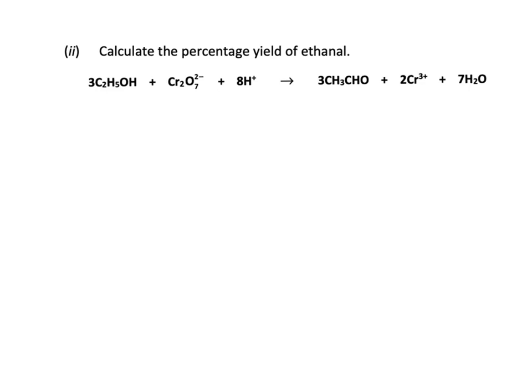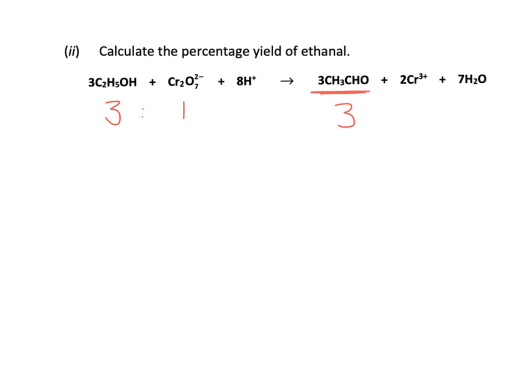So guys, the final part of this question is asking you to calculate the percentage yield of your product, which is your ethanol over here. Now to do this, we need to look at ratios across the board. We know our ratio between the 2 main reactants involved was 3:1, and I can see that the ratio of my product is 3 also.